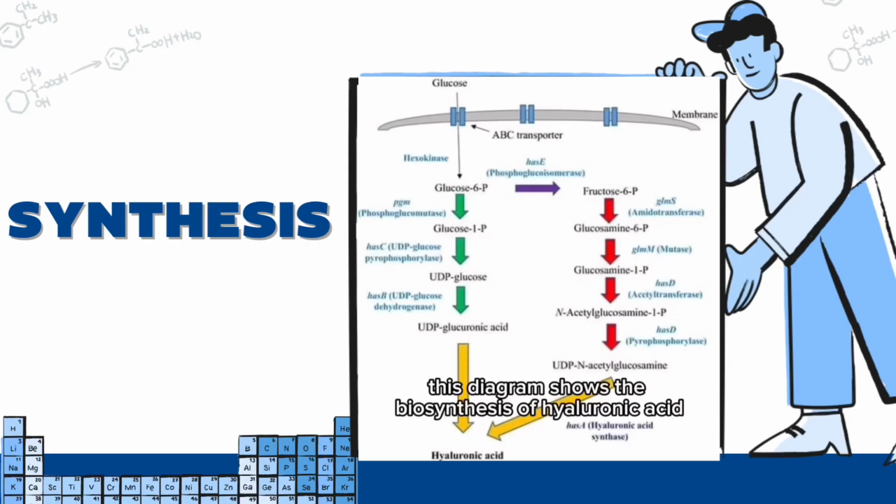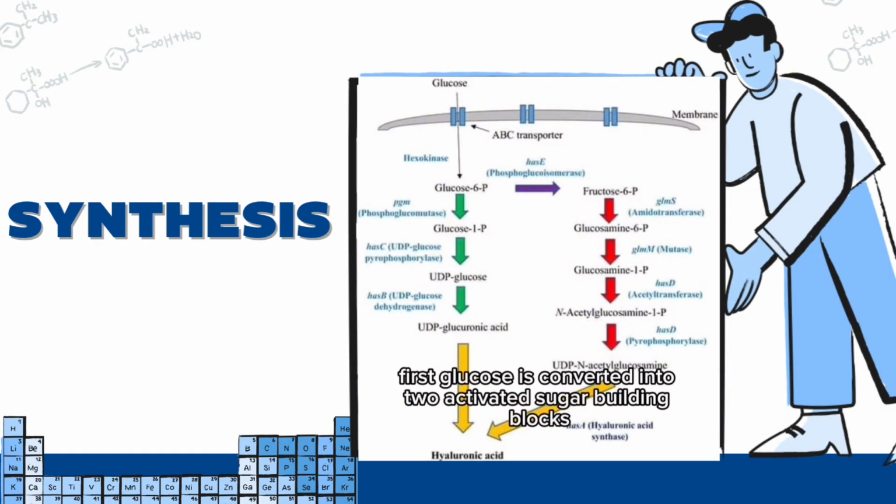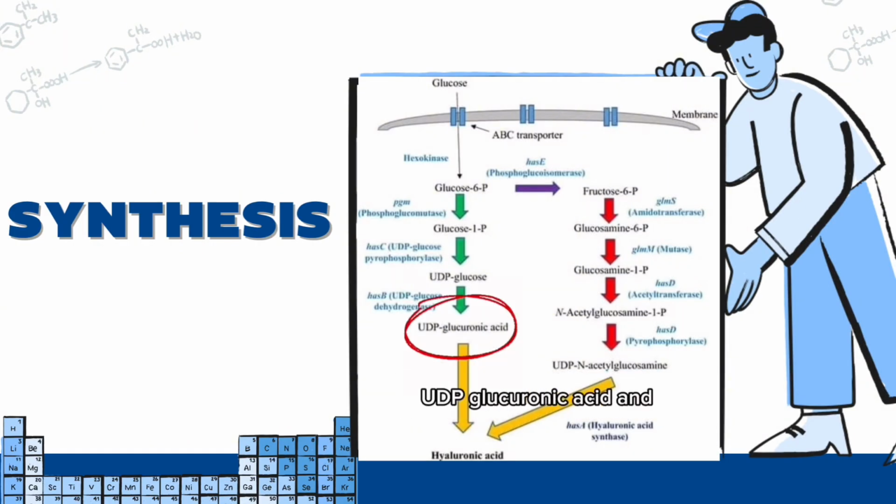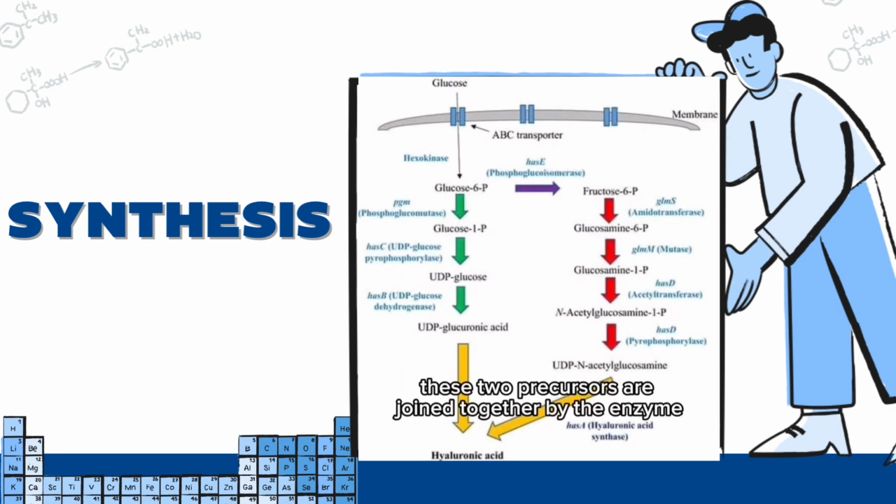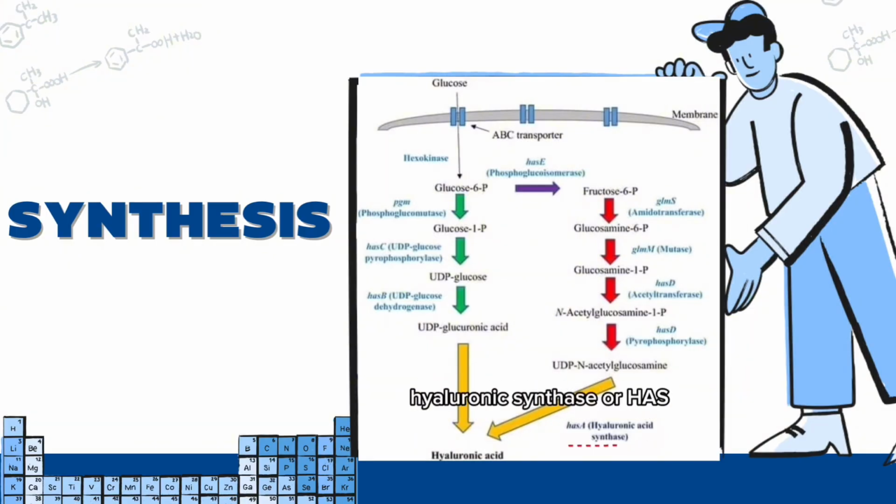This diagram shows the biosynthesis of hyaluronic acid. First, glucose is converted into two activated sugar building blocks, which are UDP-glucuronic acid and UDP-N-acetyl glucosamine. These two precursors are joined together by the enzyme hyaluronan synthase, or HAS. The enzyme repeatedly adds these sugar units to form a long hyaluronic acid chain, which is then released into the extracellular matrix, where it functions in hydration, lubrication, and tissue repair.